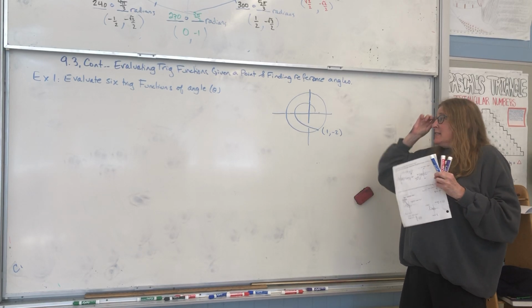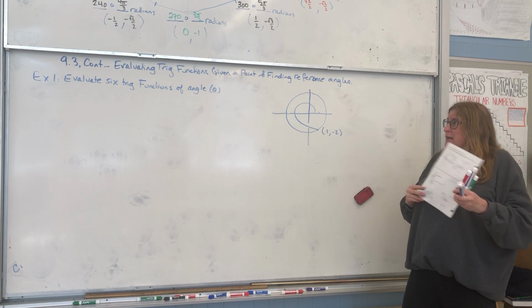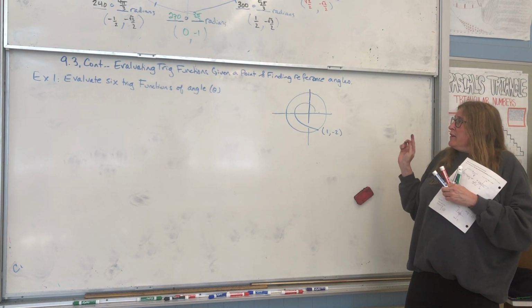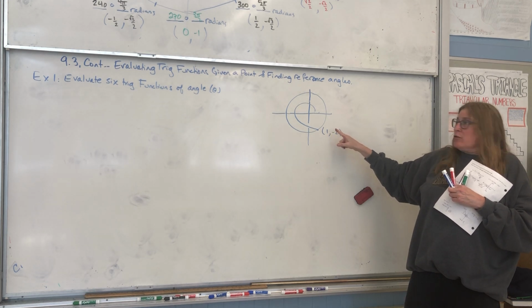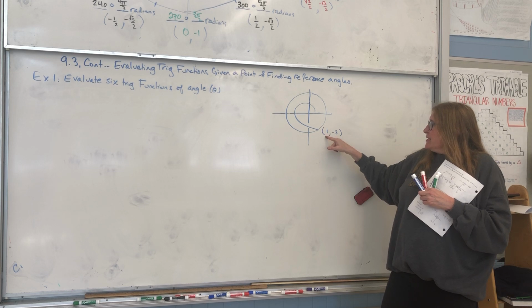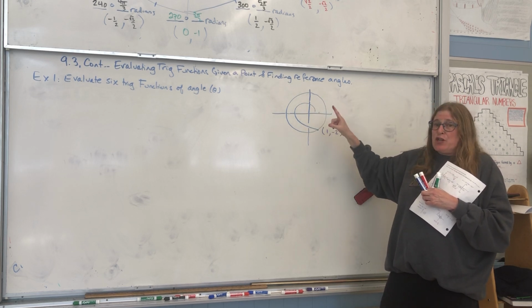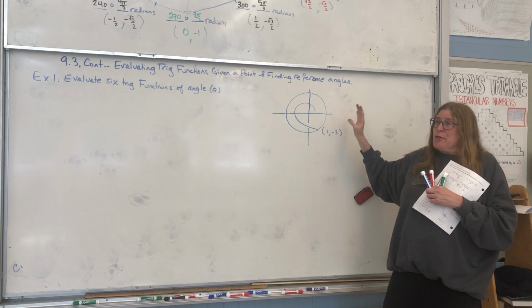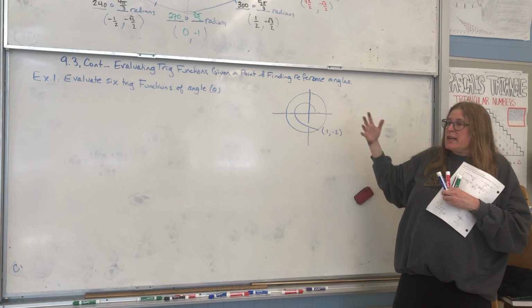Okay guys, this is the next part of chapter 9.3. It's not as long as the last one. So this time we're going to evaluate trig functions given a point that is not on the unit circle. If you notice, this point is still on a circle, but it's not the unit circle. So it's not going to have all the coordinates of the unit circle like root 2 over 2, root 3 over 2, that kind of thing.